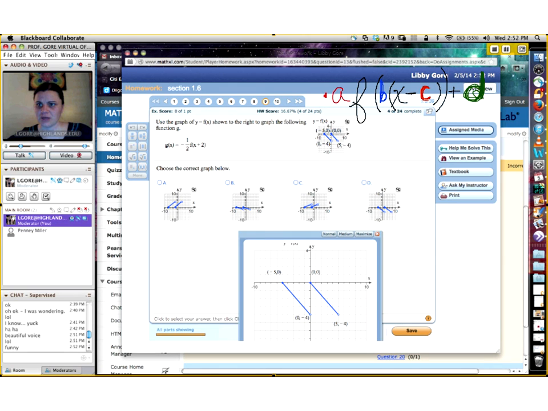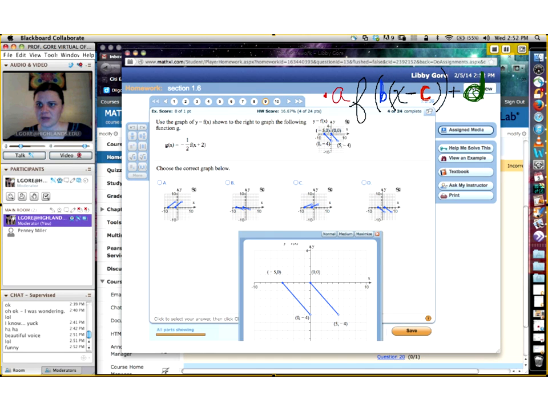The value of that coefficient, B, if B is greater than 1, it's just the opposite of A. If B is greater than 1, it represents a horizontal compress. If B is between 0 and 1, it's a horizontal stretch. You'll find that a vertical stretch looks just like a horizontal compress, and a vertical compress looks just like a horizontal stretch.